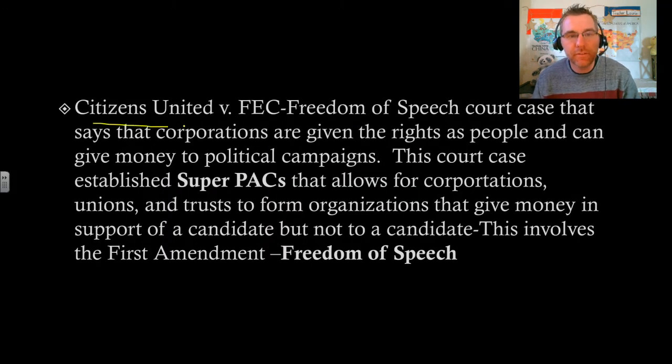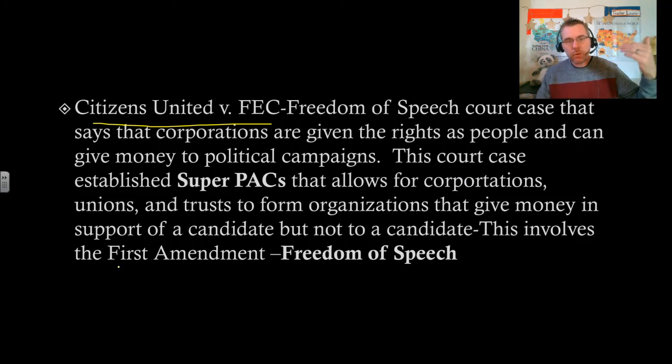Citizens United versus FEC, we've come across this one already. Again, there's a lot to this one, but basically the idea that you have the freedom of speech as a corporation, as a group of individuals, to campaign in these independent expenditures, just like individuals do, right? And of course, they had to create super PACs that allowed for this. But again, it's the idea of freedom of speech that is going to allow this.